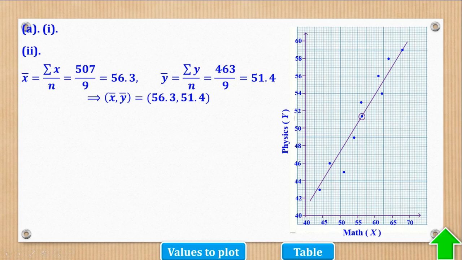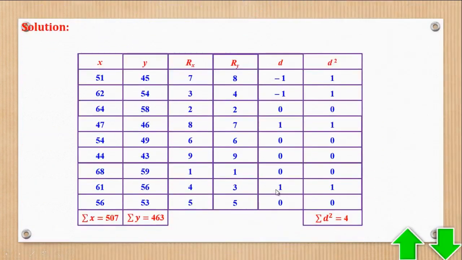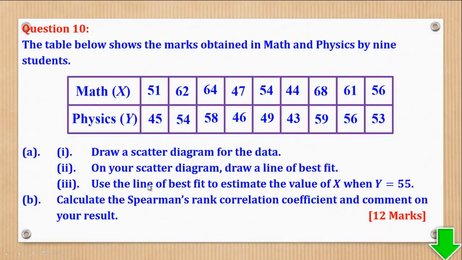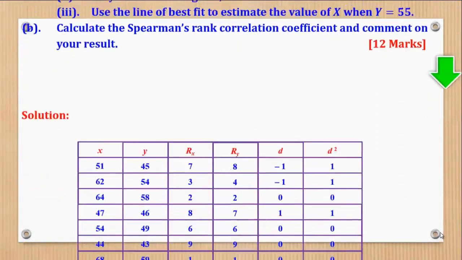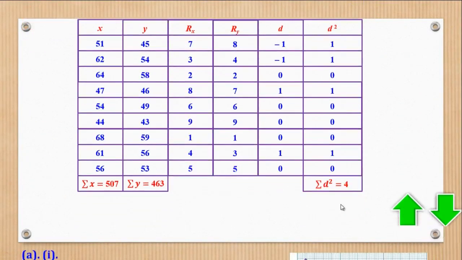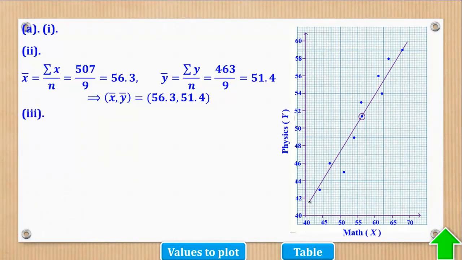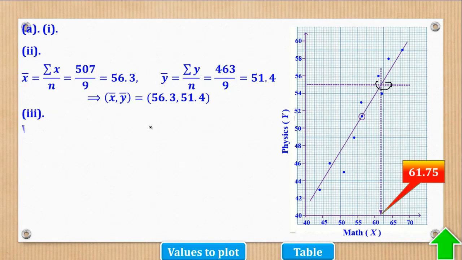And that was Roman 2. Then Roman 3. Roman 3, use the line of best fit to estimate the value of x when y is 55. So we shall come here from 55. We shall take a line up to the line of best fit, then draw perpendicular to meet the horizontal axis and read off that value. So that will be the answer they wanted.